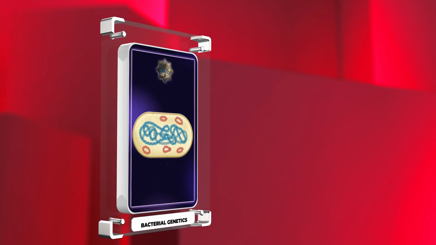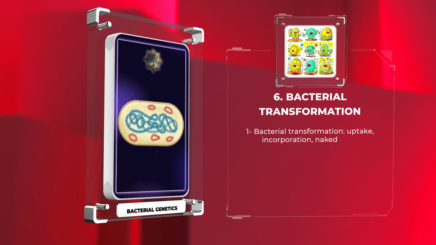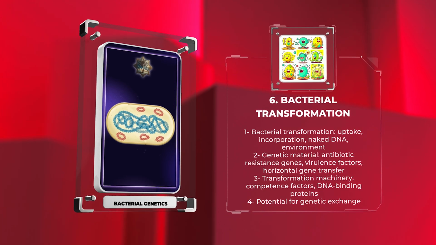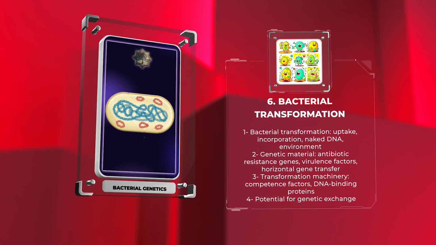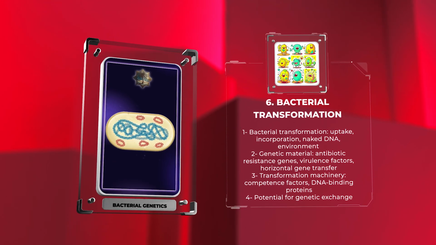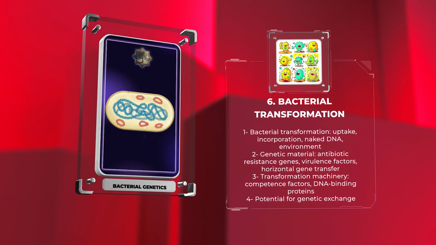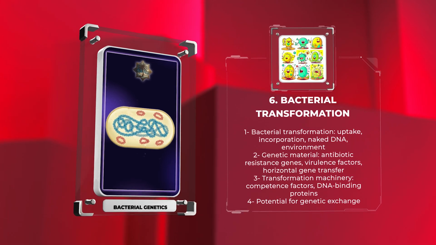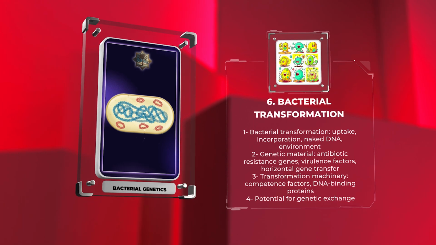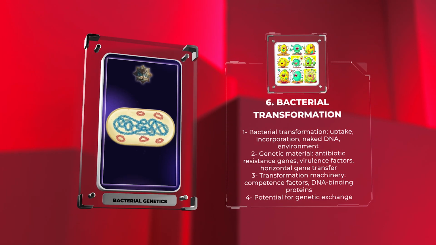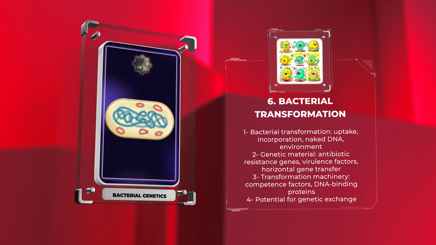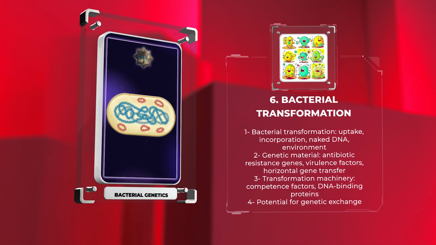Bacterial transformation refers to the uptake and incorporation of naked DNA from the environment into bacterial cells. This process enables bacteria to acquire novel genetic material, including antibiotic resistance genes or virulence factors, through horizontal gene transfer. The transformation machinery involves specific proteins, such as competence factors and DNA-binding proteins, which facilitate the internalization of extracellular DNA. Understanding bacterial transformation helps elucidate the potential for genetic exchange and the spread of antibiotic resistance within microbial communities.